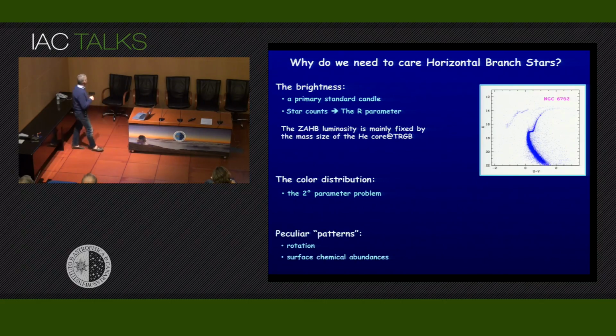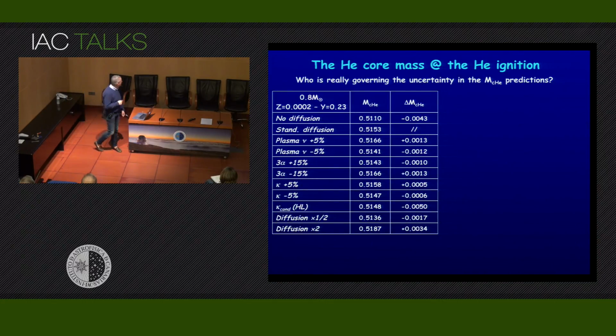Also, in some slides, I discuss some peculiar patterns that have been observed in recent years concerning horizontal branch stars, mainly the presence of a peculiar rotational pattern and also the presence of strong chemical peculiarities in blue horizontal branch stars. I don't want to bother you with the numbers and so on. In this table, you can see how the helium core mass at the helium ignition for low mass stars is affected by the change in the physics that you can use for computing stellar models.